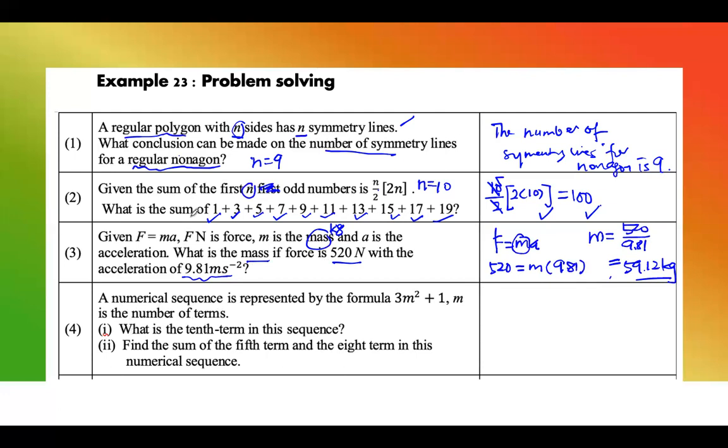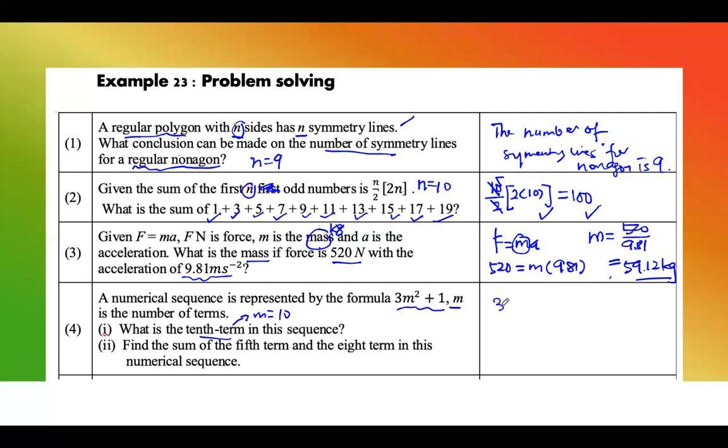Then number 4. This one is a simple question. It can be one part of a long question. A numerical sequence is represented by the formula 3m squared plus 1, where m is the number of terms. So what is the 10th term? The 10th term means m is 10.